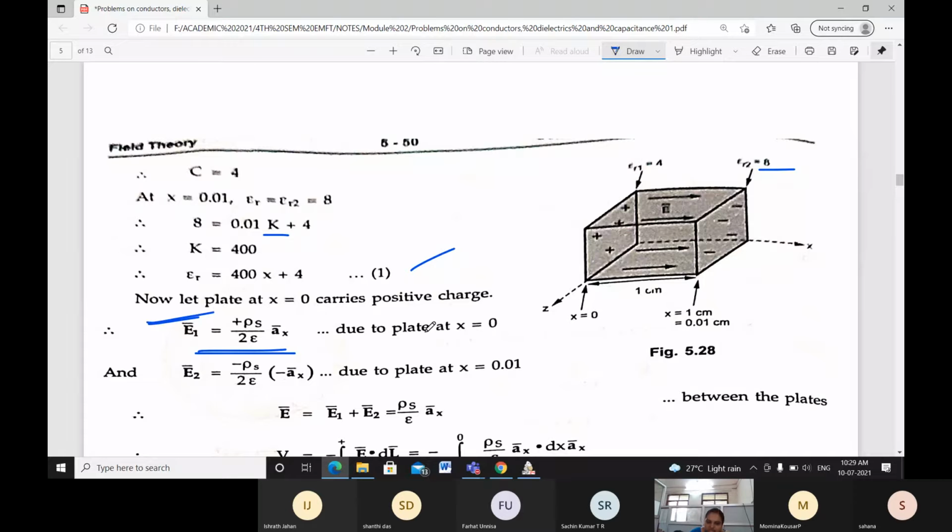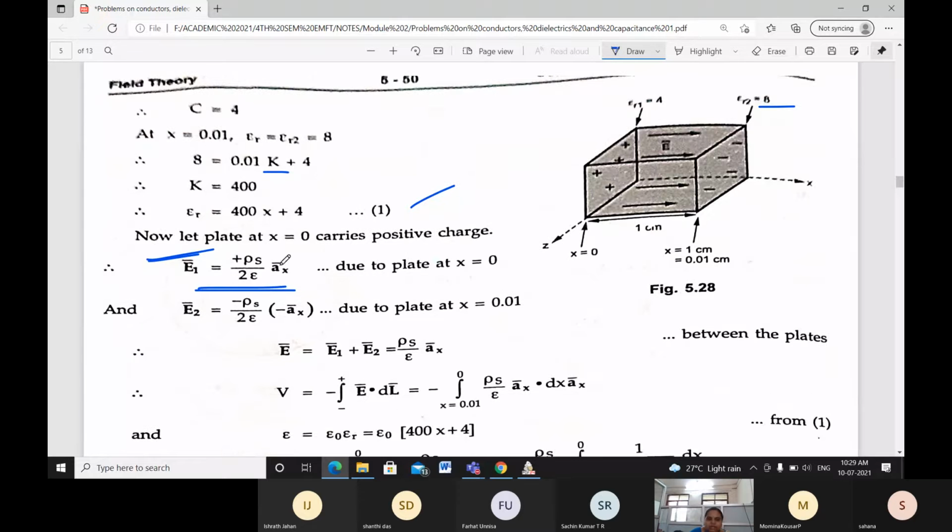Due to the plate at x equals 0. And for the negative part, where we are considering the next plate at a distance of 1 centimeter, all are negative charges. It is also an assumption. Therefore, our E2 is going to be minus rho_s divided by 2 times epsilon, in terms of the negative part, in the minus a_x direction, due to our plate at x equals 0.01.